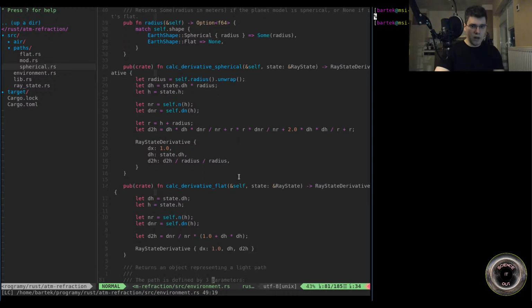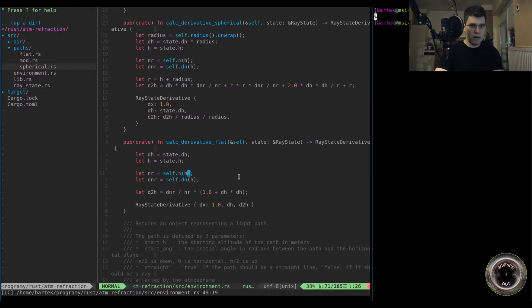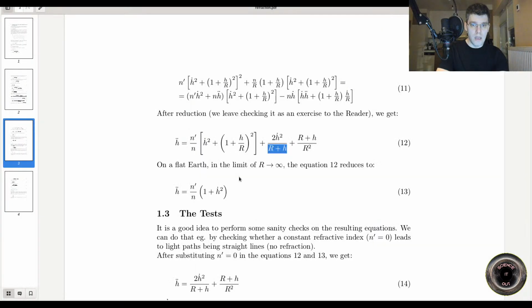Alright, but if we are on a flat earth, it's a bit simpler. So we again take the index of refraction and its derivative, and we have n prime over n times 1 plus dh times dh, which is h dot in this case. So it's a much simpler equation, and that's all. We don't need any divisions by radius, additions of radius, or multiplying by radius. Everything is just as it was. Okay. So those are the two equations that the simulator uses, and depending on whether we are simulating a globe Earth or a flat Earth, the different equations are used.